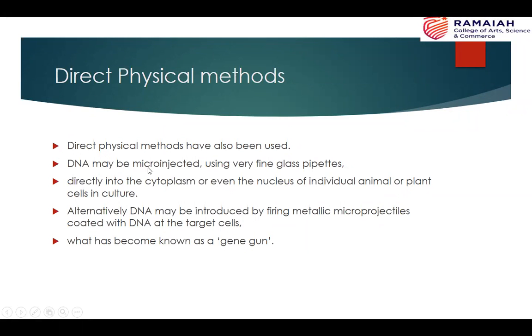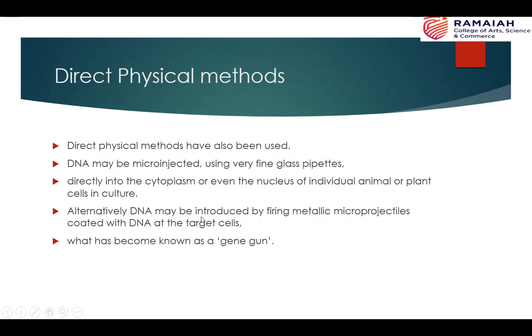The target DNA can be microinjected using a very fine glass pipette. It could be directly into the cytoplasm or even the nucleus of animal or plant cells which are maintained in culture. So the physical method which can be used for gene transfer in eukaryotic cells could be microinjection, where a very fine glass pipette is used to directly inject the target DNA either into the cytoplasm or into the nucleus of the individual cells which are maintained in culture.